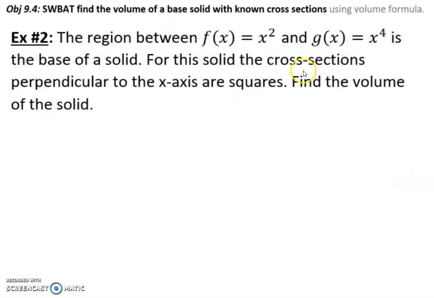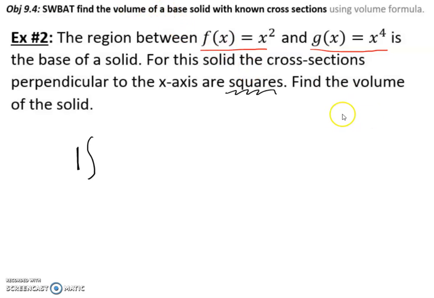Our second example, we're going to do the same thing. The difference here is that they gave us functions, 2 of them, so x squared and x to the 4th. They didn't give us limits, but they did tell us that the base solid, the cross sections are squares. So I can set this up right now. I know it's going to be the integral with a 1 out front because of the squares.